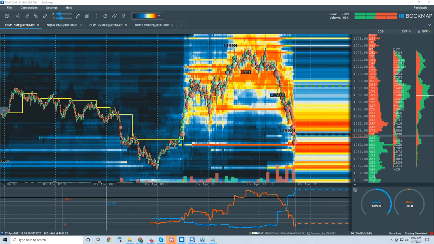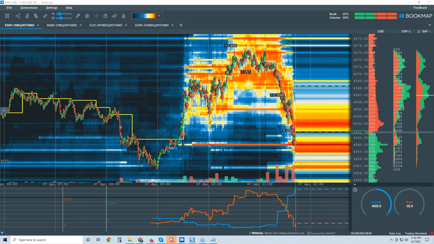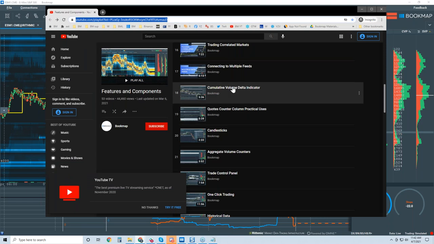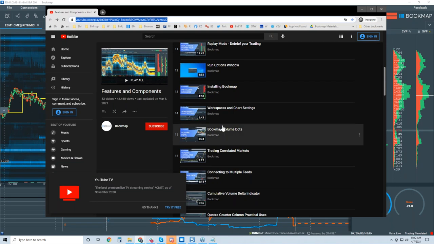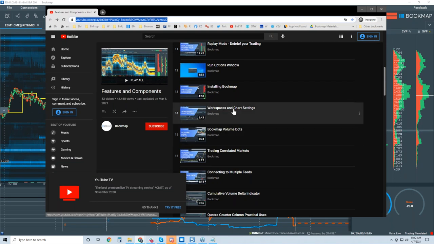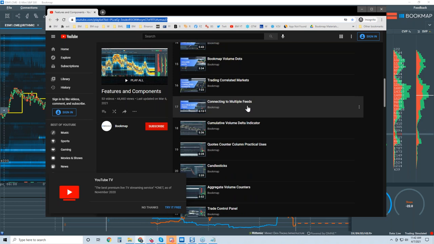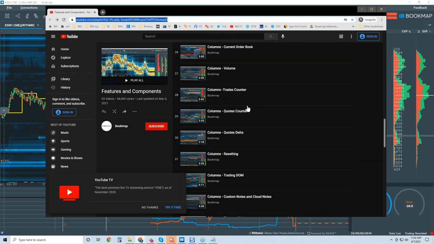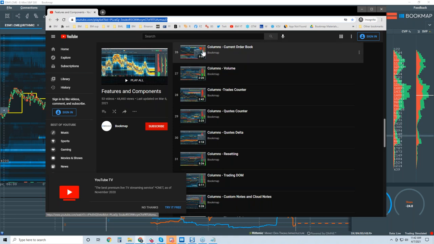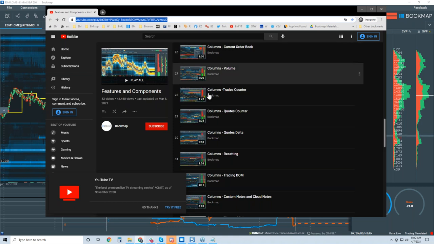Okay. So there's a couple questions on the columns, the way that Joseph had them set up. So let me just quickly go through that for you guys. I showed you the videos where you can find them in the columns, and especially this one. It's under this playlist here, the features and components. And just scroll down a little bit to current order book, right? That one, number 26. And you can look through some of the other ones as well.